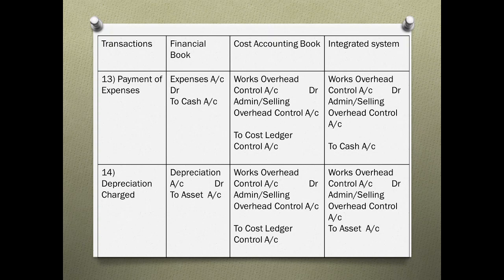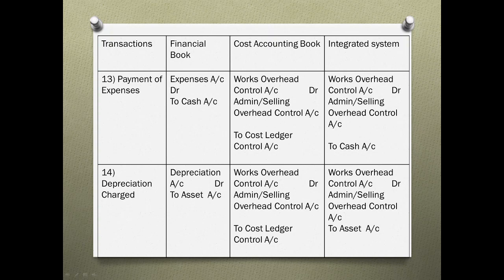If related to factory, work overhead control. If office, so admin related, admin overhead control. If it is sales, then selling and distribution overhead control account debit. To. Can we write cash under cost? No, cash becomes your real account. It would be written as cost ledger control account. Now the combination of these two would be your integrated entry. Work overhead control account debit to. You will not write cost, under integrated we'll write cash.